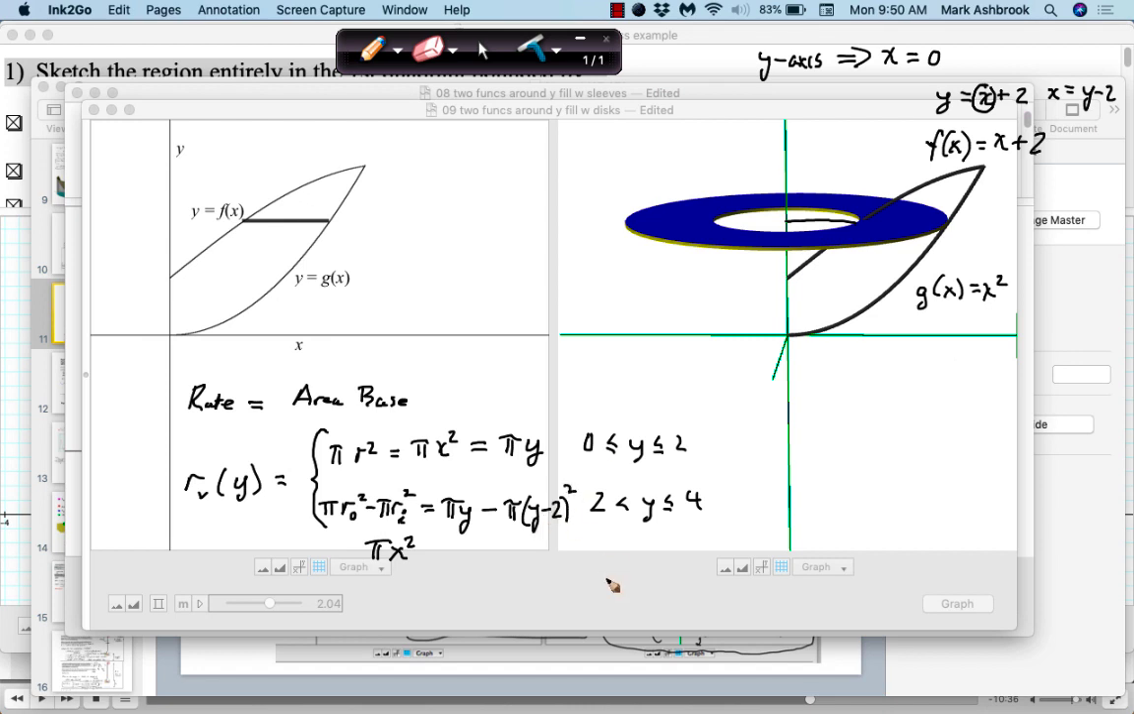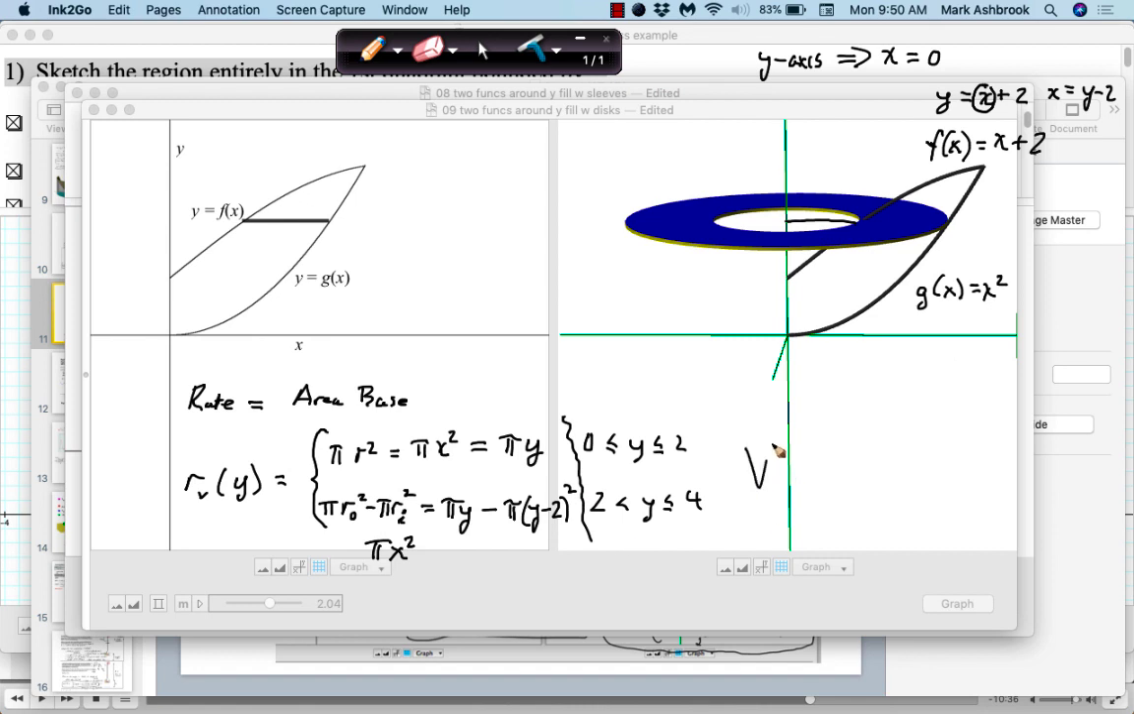If I lost you, please ask. But that's pi r squared. The inner radius is the x coordinate. That x coordinate is according to f. The radius is x, so according to f, x is y minus 2. So it's pi times y minus 2 squared. So there's a rate function, a piecewise rate. And so then we're going to have piecewise volume as well.